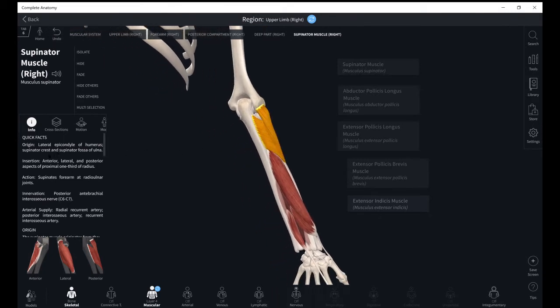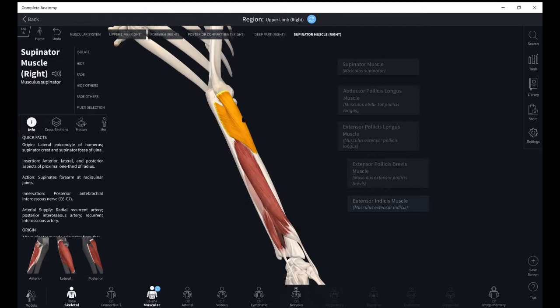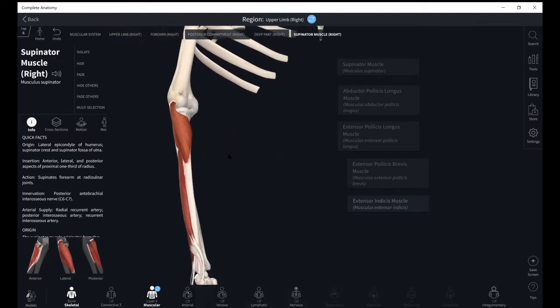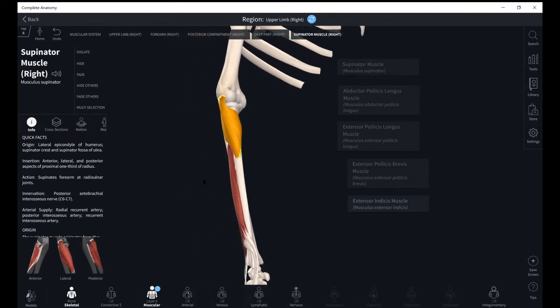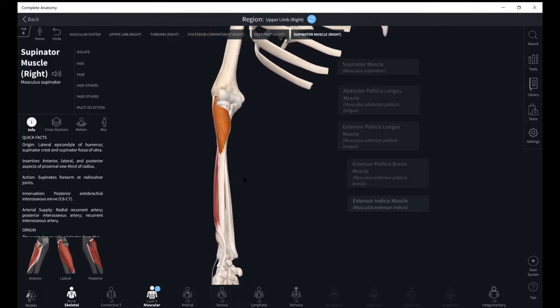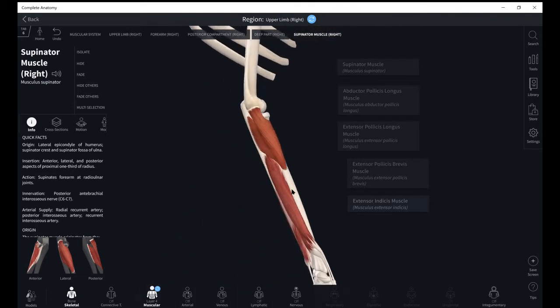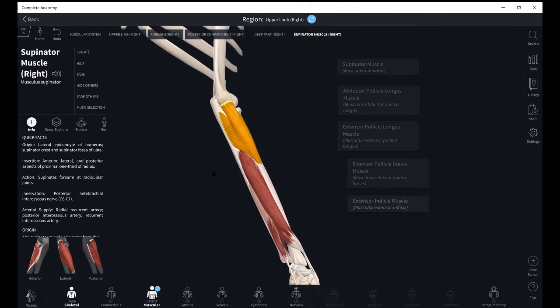So the origin of the supinator is the lateral epicondyle of the humerus and the supinator crest and the supinator fossa of the ulna. So again, a bifurcated muscle with two different bony origins. Its insertion is the anterior, lateral, and posterior aspects of the proximal third of the radius. So strong, powerful mover there. Action, supinating the forearm at the radioulnar joint, and it's innervated by the posterior antebrachial interosseous nerve, C6, C7.